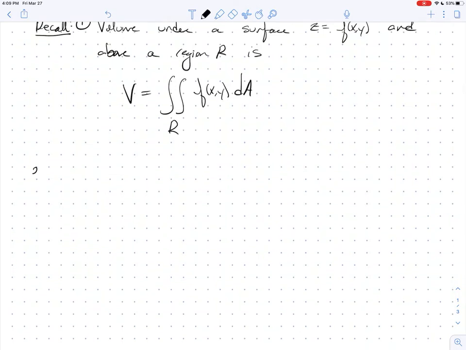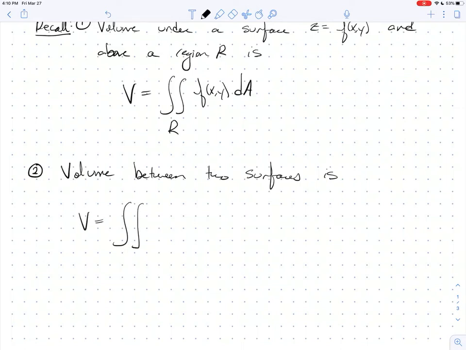The second thing, though, is we haven't talked about this: if you want to find the volume between two surfaces, what if you have one surface on top and one surface on the bottom? How do you find the volume between them? So the volume between two surfaces is, well, how does it work?